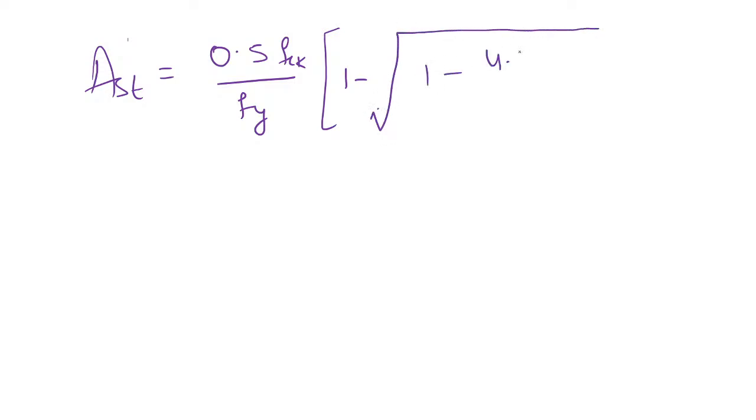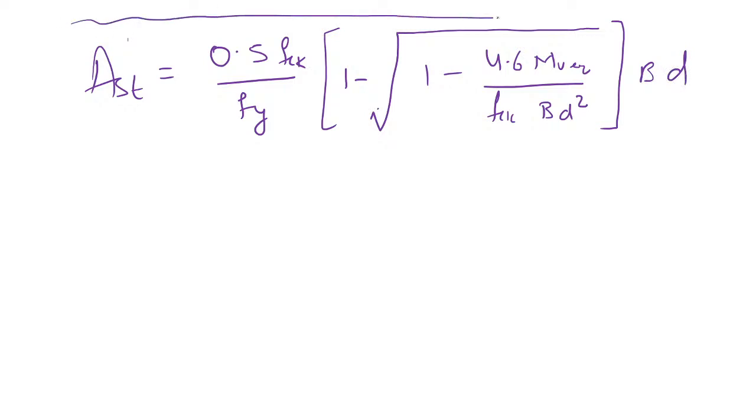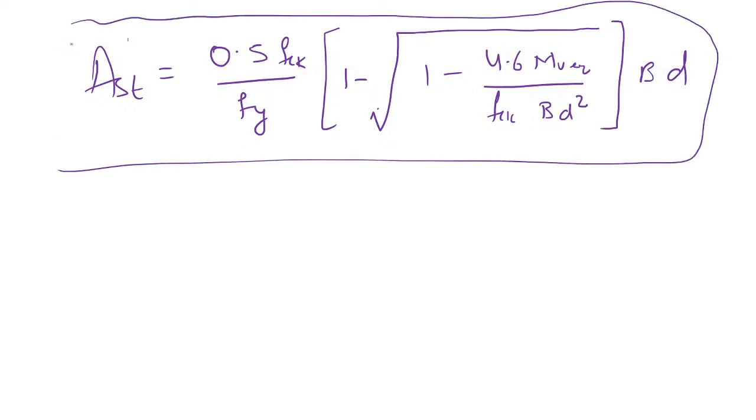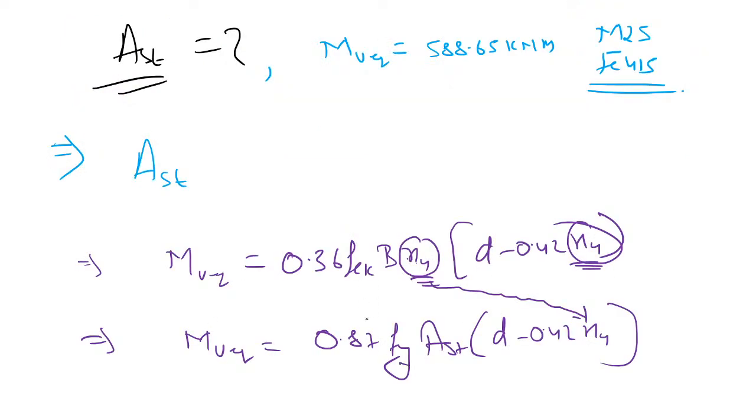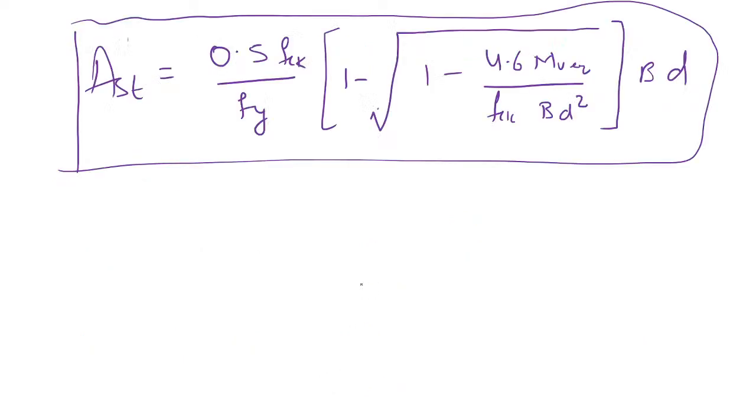One minus... If you can remember this, definitely you guys will be benefited, because it is actually saving you one step. First of all, you will calculate your XU, and that XU you are going to put here, and now solve this for area of steel. So this area of steel, when you solve, you will get this expression.